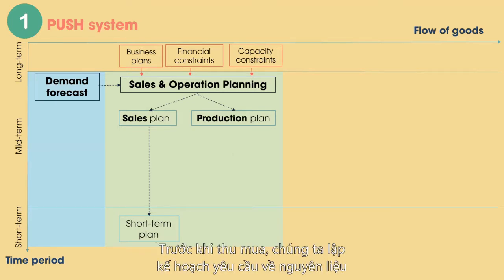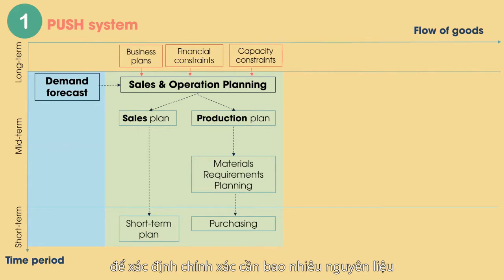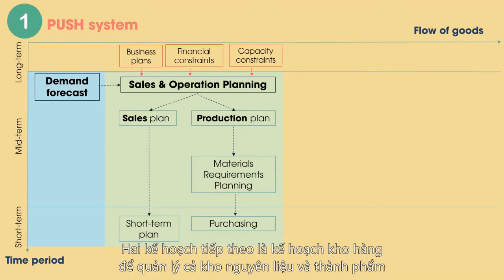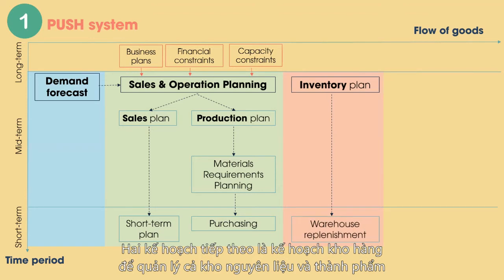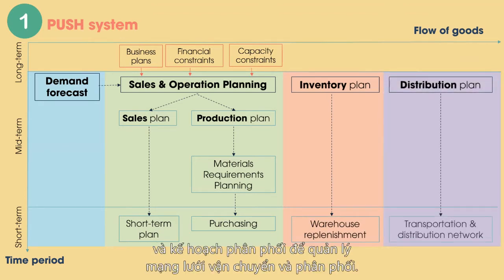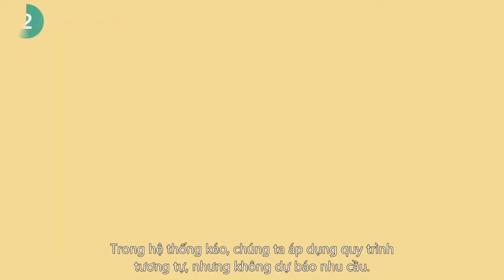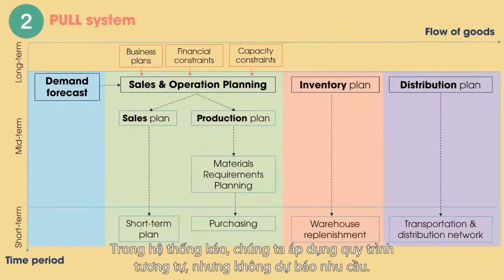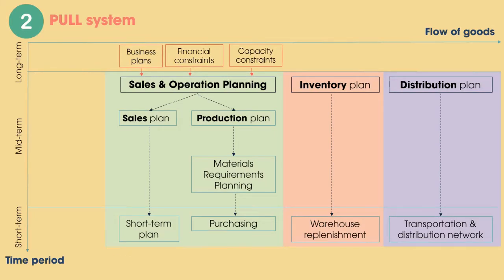Before purchasing, we use materials requirements planning to determine exactly how much raw material is needed. The next two plans are the inventory plan, which manages both material stock and finished products, and the distribution plan, which manages transportation and the distribution network. In a pull system, we apply a similar process but exclude demand forecast.